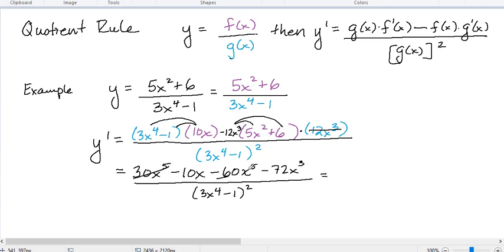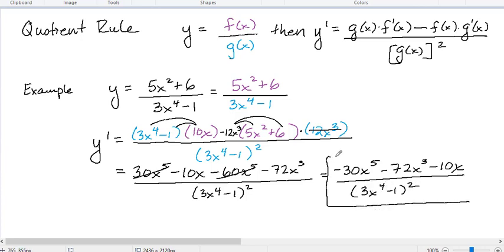Positive 30x to the fifth minus 60x to the fifth is negative 30x to the fifth. Then I have minus 72x cubed and a negative 10x. All over my denominator squared. That's how you work a quotient rule.